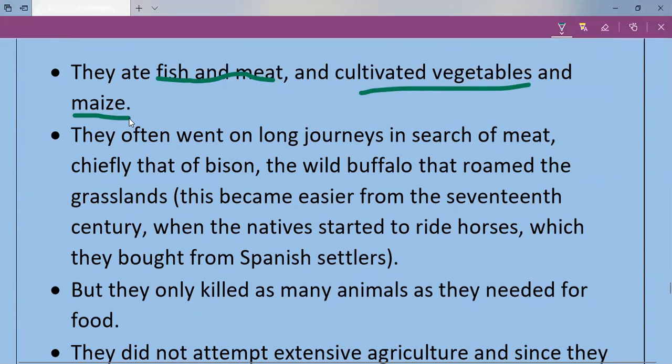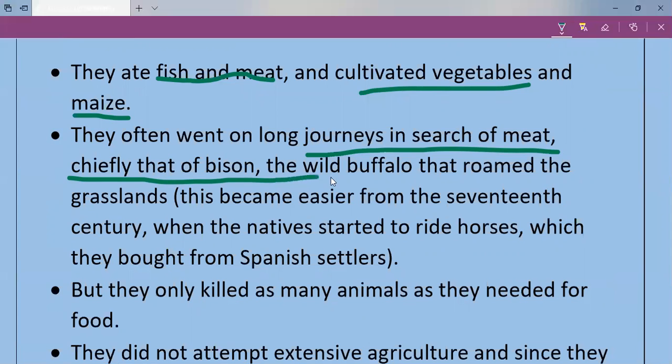They often went on long journeys in search of meat. They were wanderers, wandering from one place to another. Why were they walking such long distances? They were searching for meat, and they were eating bison, wild buffalo.